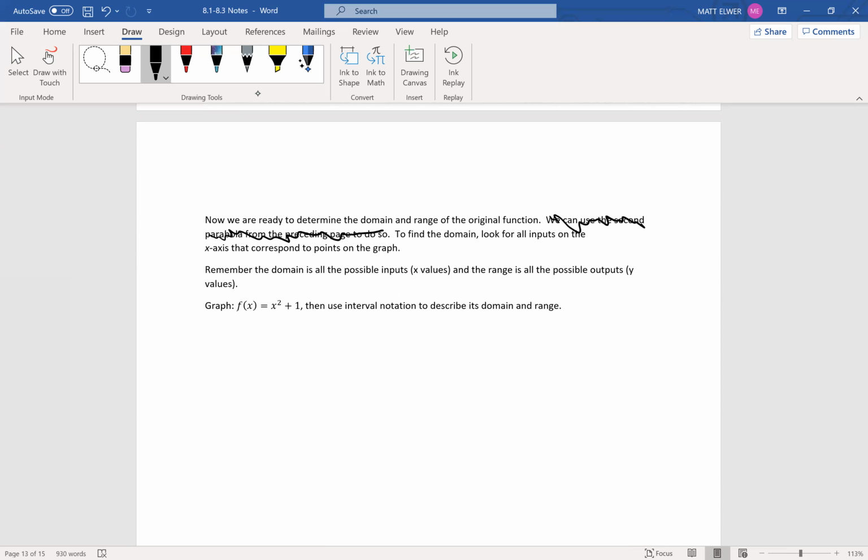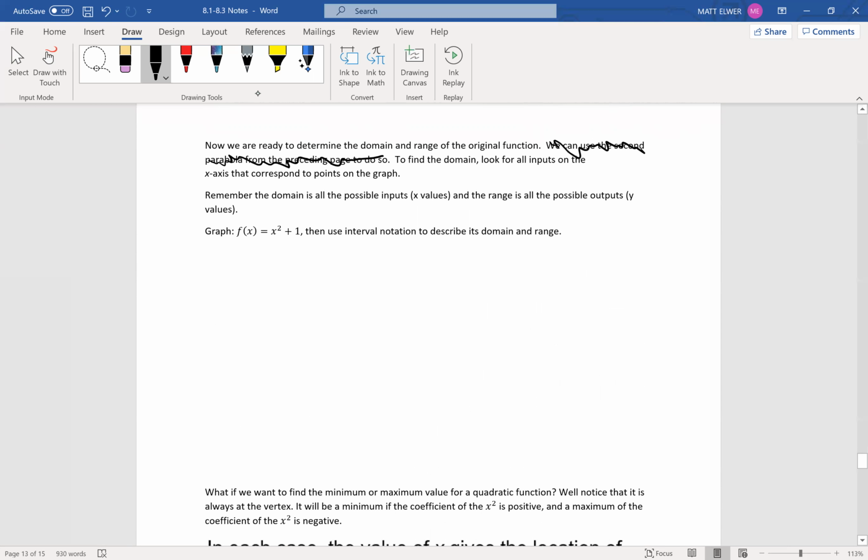If we want to find the domain, we have to look at where all the inputs on the x-axis correspond to points on the graph. So this is just all of our possible inputs, our x values. And the range is just all of our possible outputs, or our y values. Okay, so if I ask you to graph x squared plus 1, notice that it's going to open upward, right? So a is greater than 0. It opens upward.